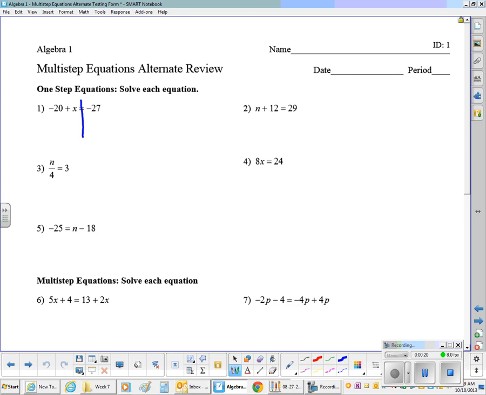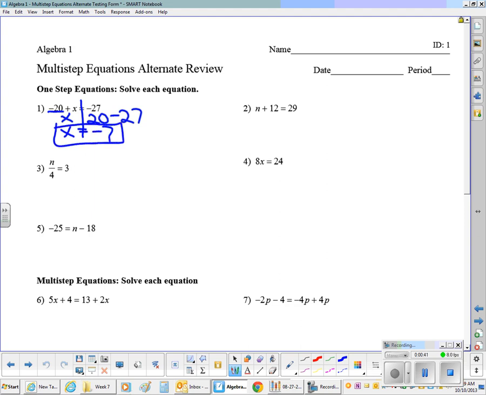So I'm going to take the negative 20 and sort it to the other side. It becomes positive 20. I'm going to take the x and keep it here, and the negative 27 stays where it's at. So now I have to just do the subtraction, which is 20 minus 27. That gives me x equals negative 7, and I'm done.